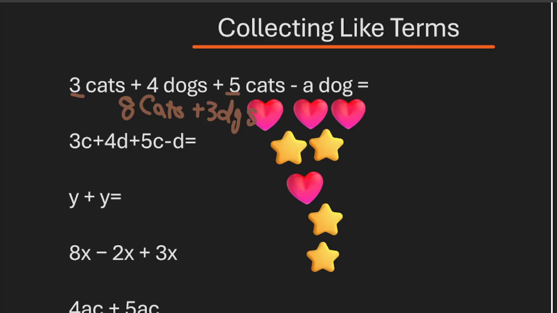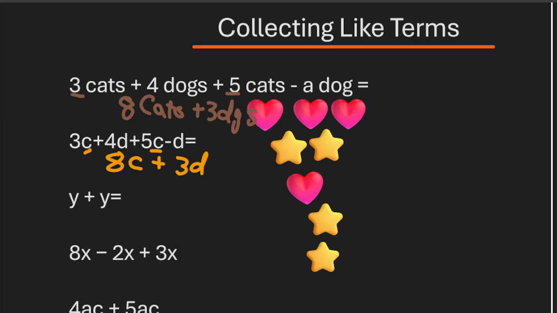Now in the exam they won't say cats and dogs. Instead of cats they can just write C. So 3C plus 4D plus 5C minus D. This is exactly the same question up there. Now look, C and C look alike, so we'll add them. 3C plus 5C is 8C, and 4D minus D is 3D, and that's exactly the same question. And this is the main idea of collecting like terms. That's it. Let's now do some questions.